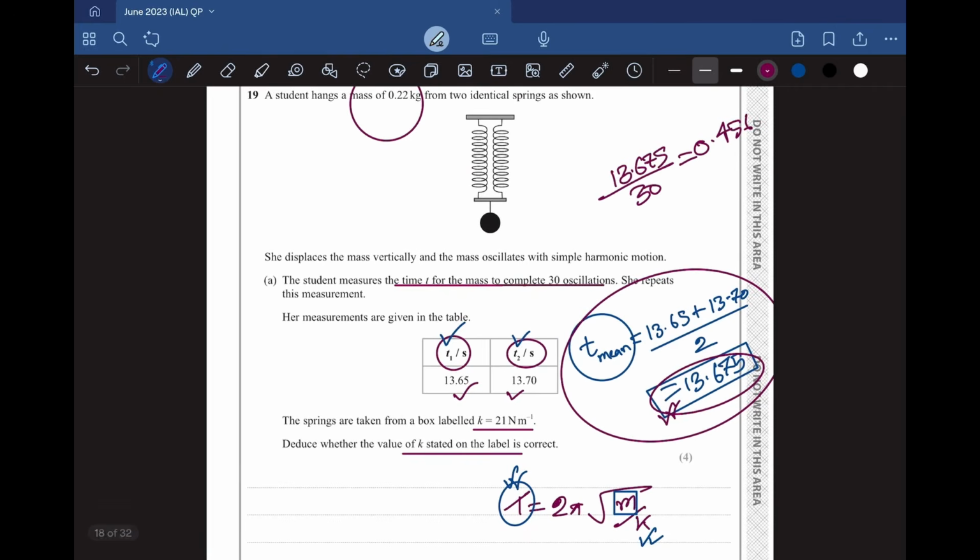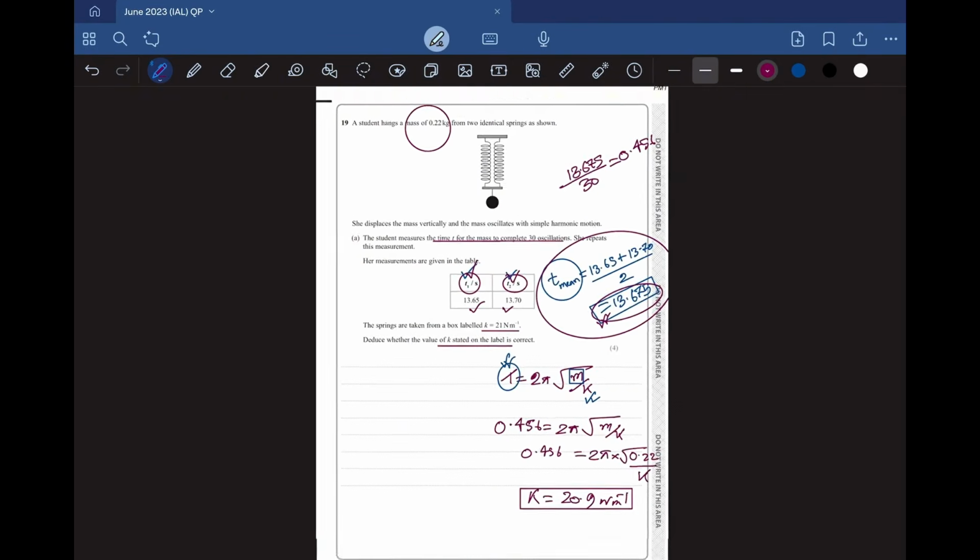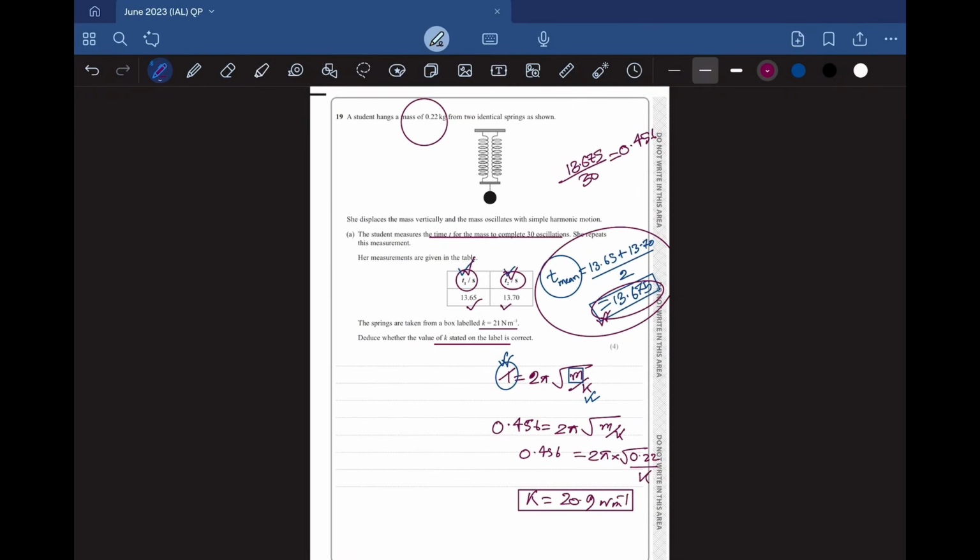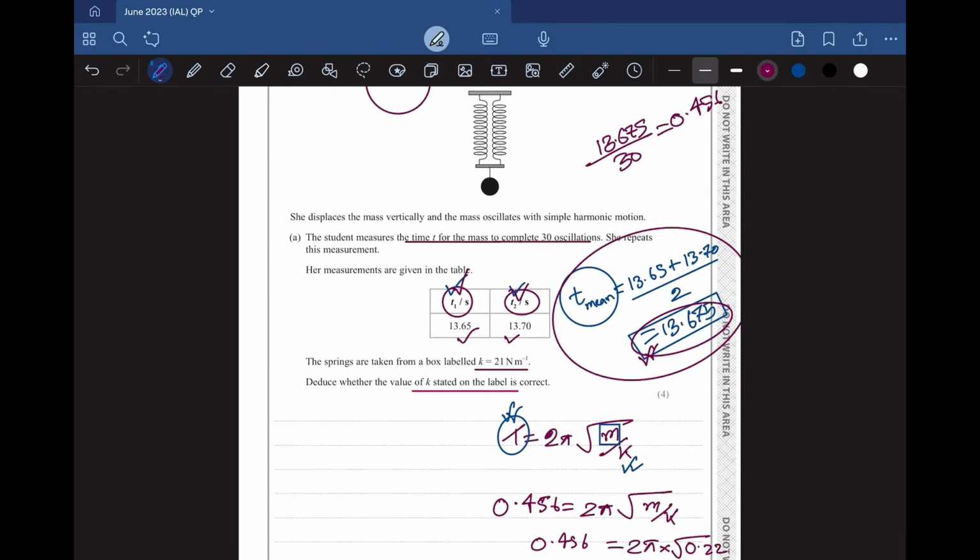So basically the main thing right here was to calculate the mean time taken, and we know the time taken is for 30 complete oscillations, and the time period means the time for one complete oscillation. That's why we have divided the time taken for 30 complete oscillations by 30 to get the time taken for one complete oscillation. This was the main thing about this question, and we have taken the mean value right here rather than being confused whether we should take this time or this time. That's why we have taken the mean value.